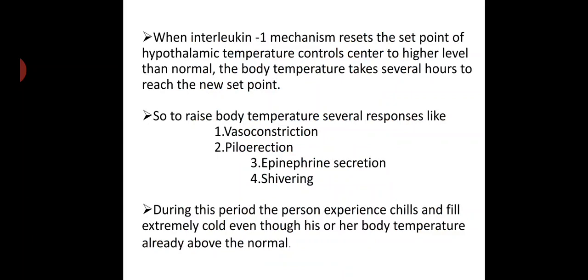So what will happen? Now your brain will think that your body temperature is lower than normal, because the set point is changed. So the body will try to elevate the body temperature. Even though you have a higher body temperature, you will feel cold, you will have rigor, you will have chills, you will use blankets. So why? Because now your brain is confused. Your brain will think that I have to increase my body temperature because it is lower, but in fact it is not lower.